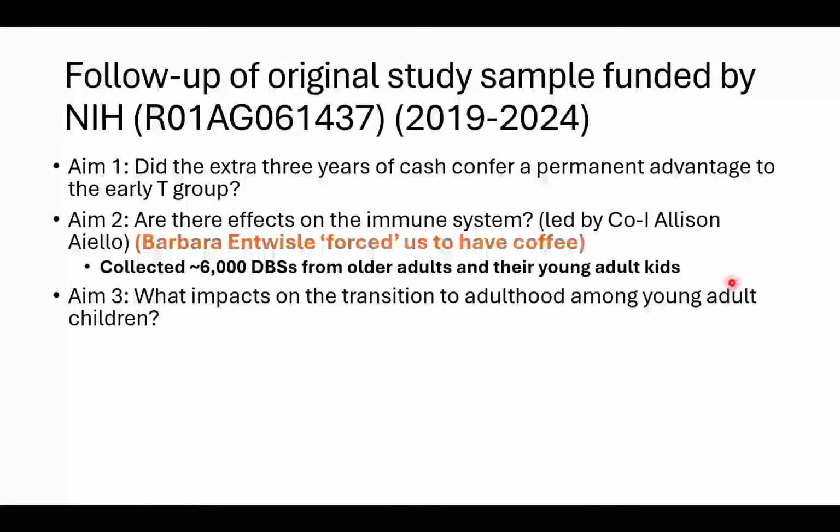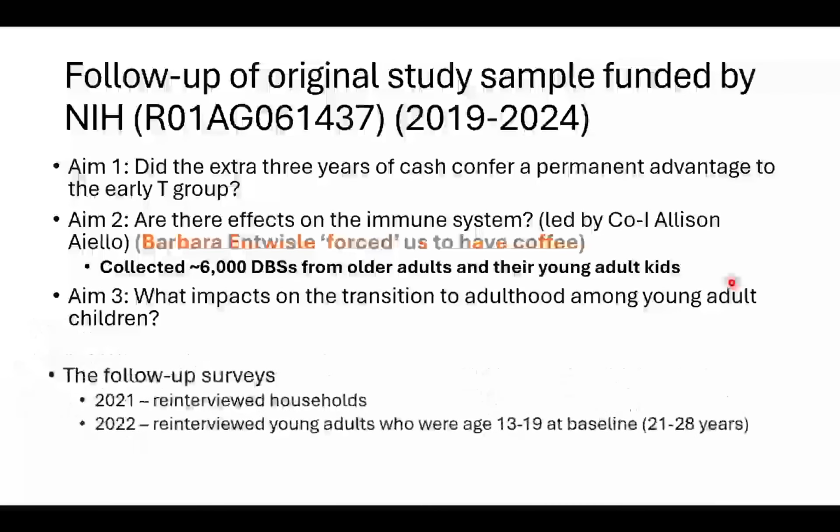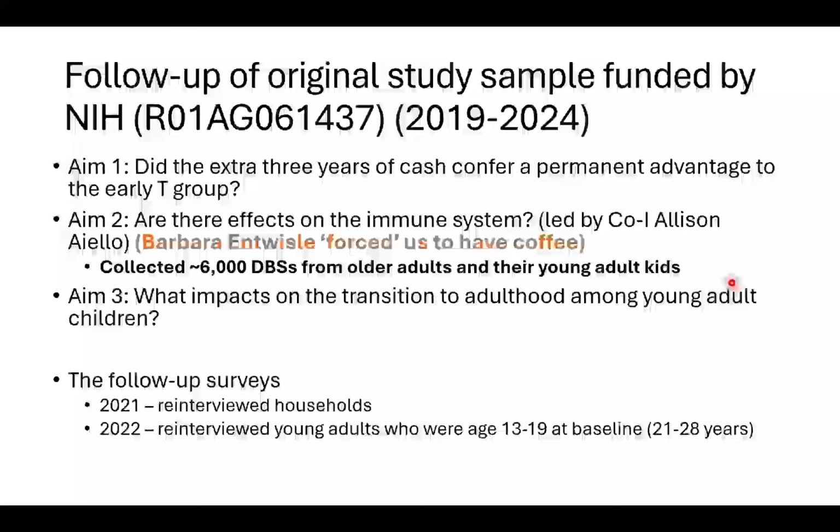And then the third aim was to look at those kids who were entering young adulthood, and to see what the long-term impacts were on them. So that's what the R01 is all about. And so what did we do? We did a follow-up survey of the households in 2021. We were supposed to do it in 2020. COVID hit, everything ground to a halt. So we had to delay for a year.